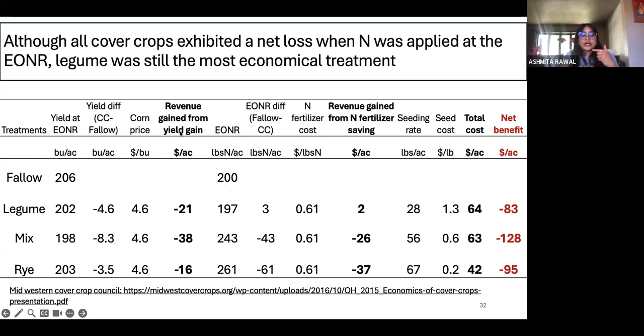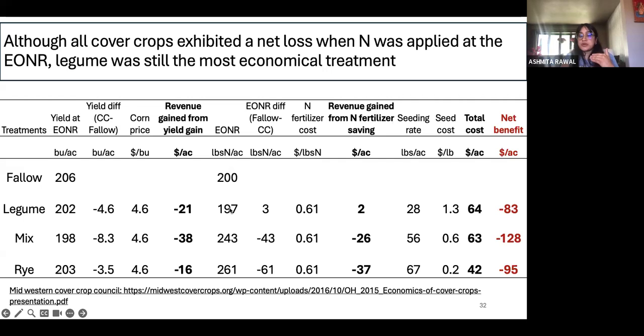So what we want, in order to get a net benefit, is to calculate the revenue that has been gained from yield gain, which was negative because yield was higher at fallow as compared to legume mixture and rye. So legume mixture and rye had lower yield as compared to fallow. Hence, the difference was negative. Therefore, there was no positive net revenue gain from yield gain.